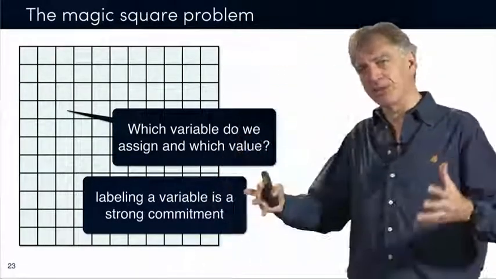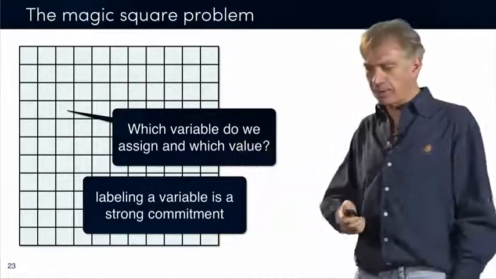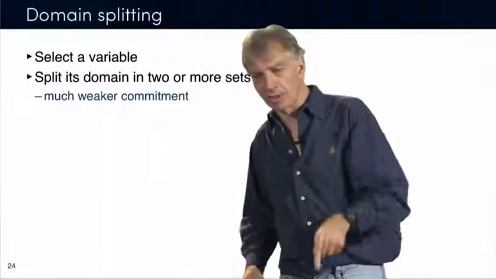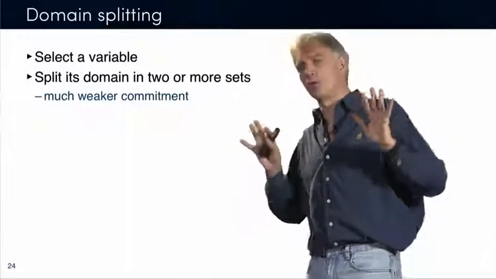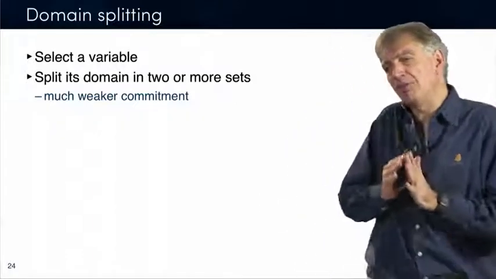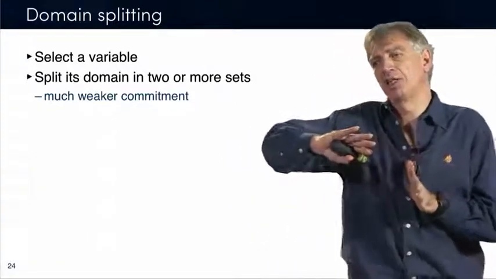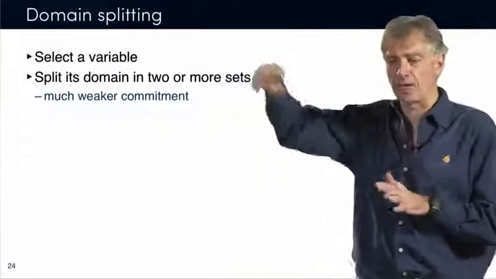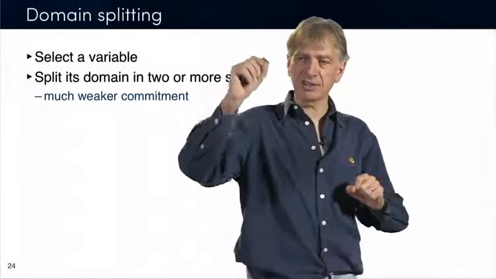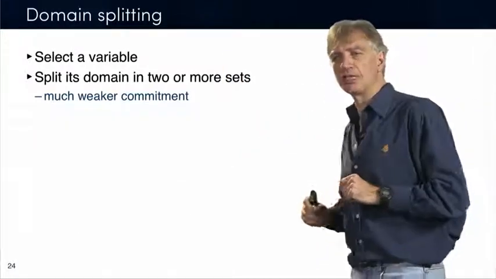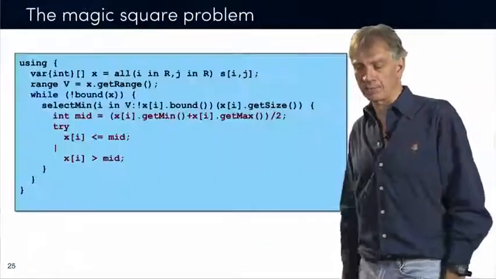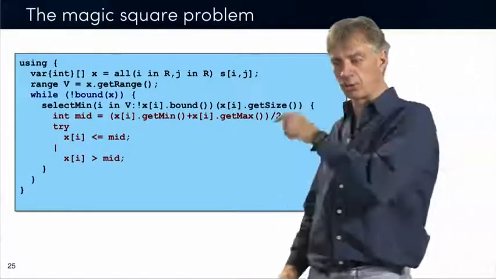So can we do something which is like a weaker commitment? That's what we're going to do. Domain splitting is basically you're going to select a variable, and instead of assigning a particular value, you say, wait a minute, I don't want to make a big decision here. What I'm going to say is that I'm going to see if I can find a solution if I assign a value which is in the upper half of my domain or the bottom half of my domain. So you split the domain in two, and you say, I'm going to basically assume that that variable is in the upper half or the lower half of its actual domain. This is what we can do.